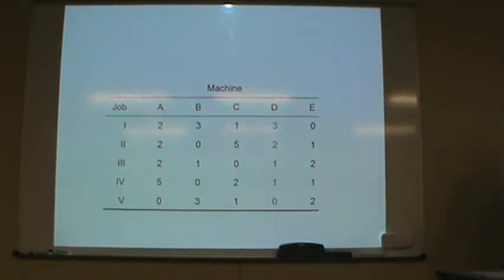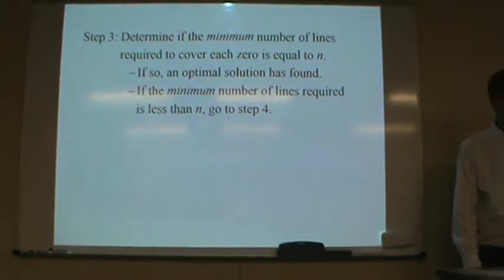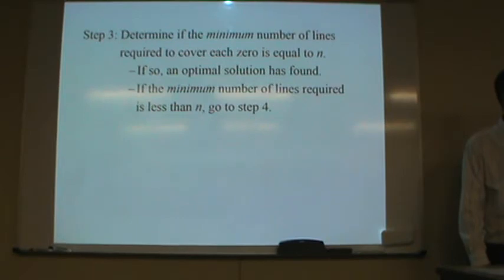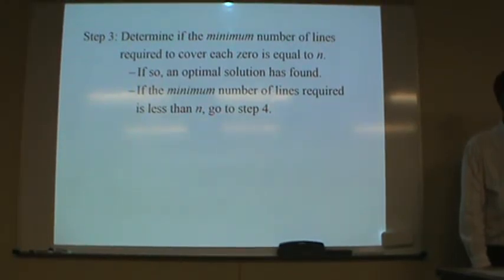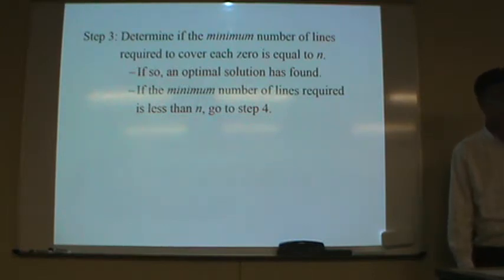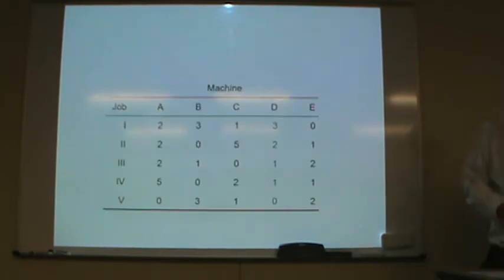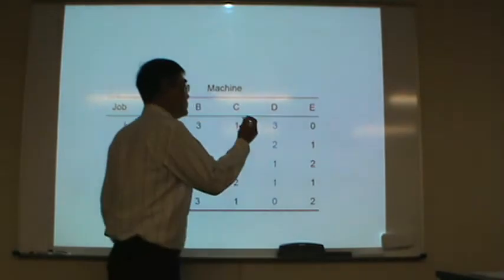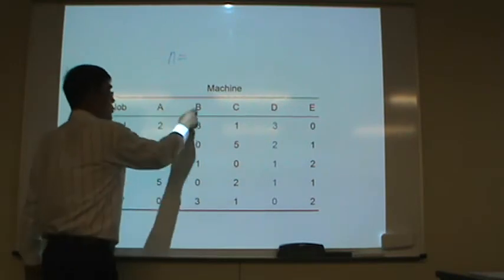Now, step 3, determine if the minimum number of lines required to cover each 0 is equal to n. If so, an optimal solution has been found. Done. If the minimum number of lines required is less than n, we need another step. Okay, now n equals 1, 2, 3, 4, 5.